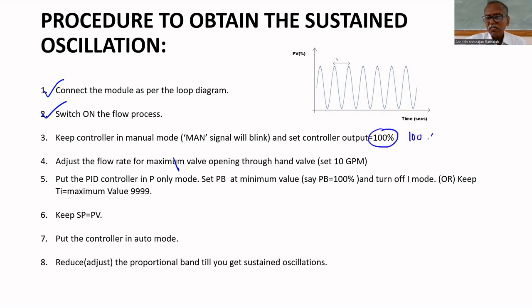Controller output 100% means you are giving 20 milliamps. The induction motor will run at maximum speed. At that time the flow rate must be 100%. You can adjust it by the hand valve. Already I told you that one hand valve will be there. The rotameter is there, and you can see whether it gives 100% or not. So you have to fix that 100%.